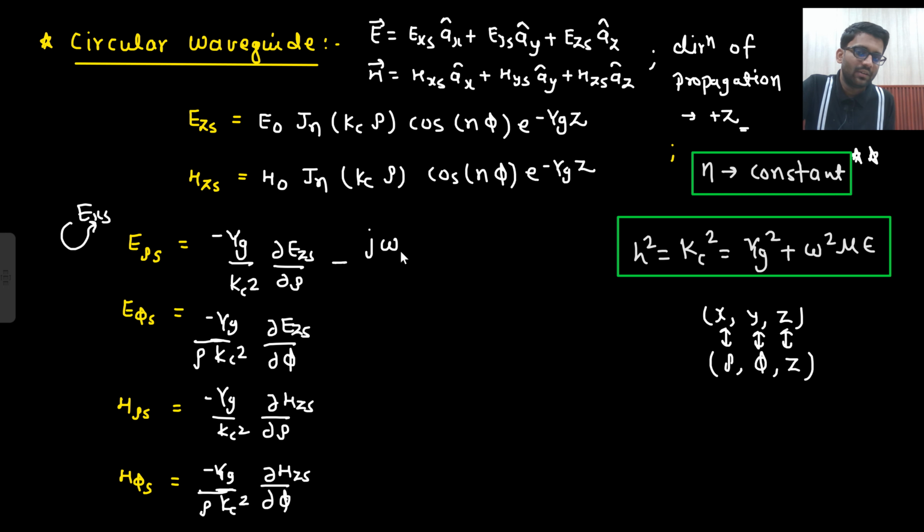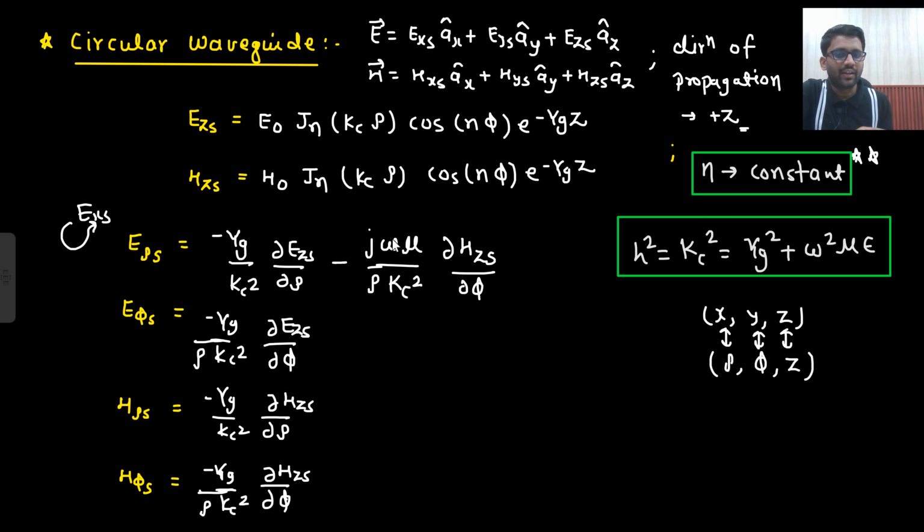Then what did I use to write? j omega mu upon h square. In place of h square, what will I write? Kc square. Why will mu be there? Because now Hzs would come. Ez has already come, so now Hz would come. Divided by, here there is rho, so here what will come? Phi. But phi never comes alone, it will come with rho. This is how you can write it down.